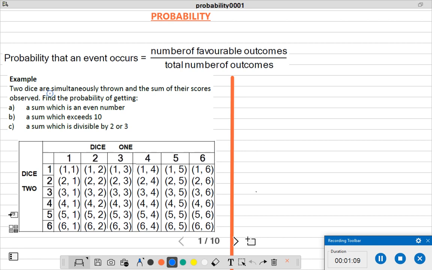We have two dice simultaneously thrown and the sum of their scores observed. Find the probability of getting a sum which is an even number, a sum which exceeds 10, and a sum which is divisible by 2 or 3.